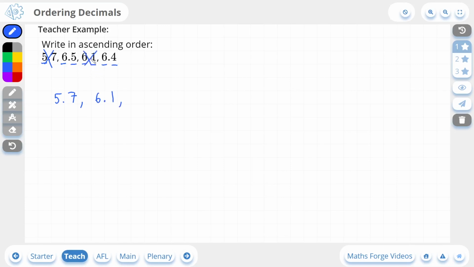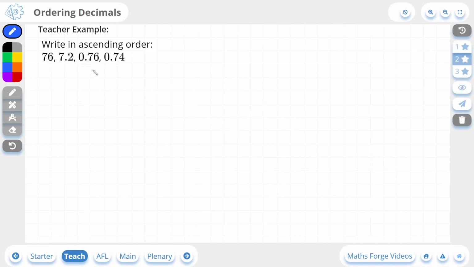Now the next smallest number out of the two must be the 6.4, since it has a 4 in the tenths column, while the 6.5 has a 5. So I'm going to write that next, 6.4. And of course, last but not least, we have the 6.5, which is the largest number out of all of them. And if we just check our answer, there it is.